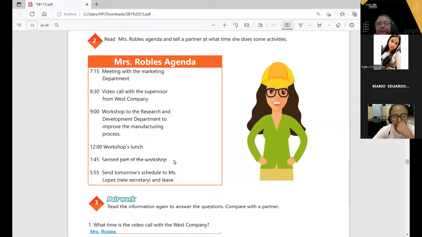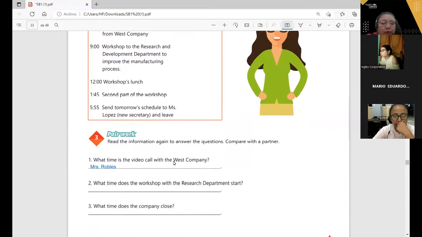1:45, second part of the workshop. 5:55, send tomorrow's schedule to Miss Lopez, new secretary, and leave. Hoy sí, ya estamos las tres.